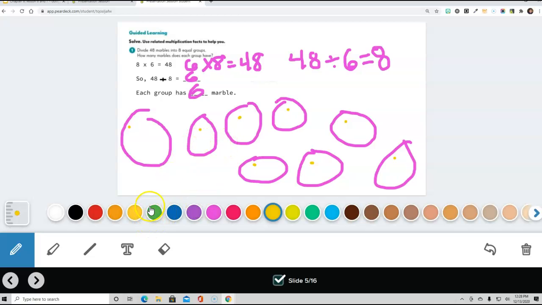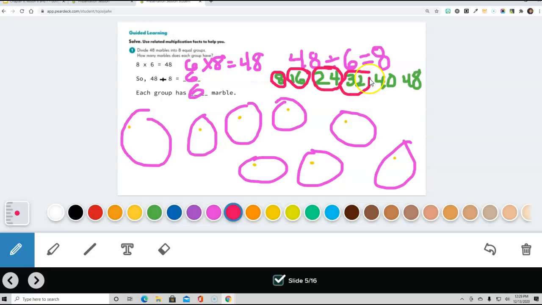Okay. Another thing that you can do when you're trying to find out how many is, it tells you that you have 8 equal groups, you can skip count by 8s. 8, 16, 24, 32, 40, 48. You could skip count till you get to 48 and then you count how many times you did it. 1, 2, 3, 4, 5, 6. Okay, so there's a few ways that you can solve multiplication problems.